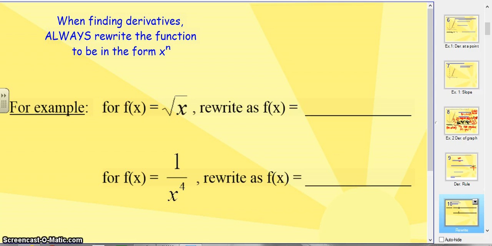Before we do examples, we're going to do a little bit of review from last year. Remember radical x: power over root. The root is a square root, so that's a 2. The power is a 1, so it would be x to the 1/2 power. If you have a fraction, we're going to rewrite it by moving it to the top, so that'd be x to the -4. Whenever you move an exponent, it becomes the opposite: positive or negative.